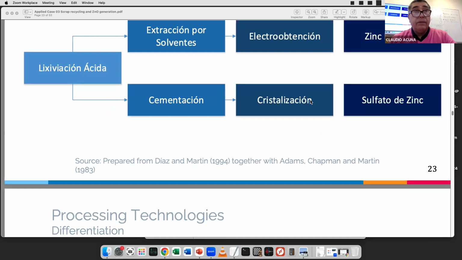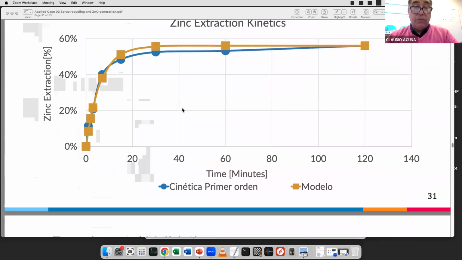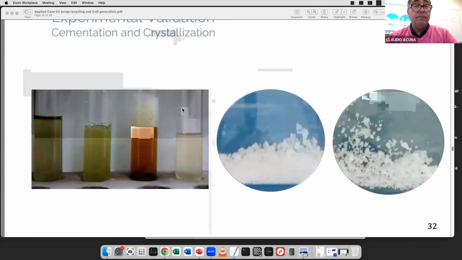Cementation, crystallization. Cementation is when, for example, you have copper and you add iron, it will replace the iron. This is cementation. Okay. These are the actual product that we finished here.